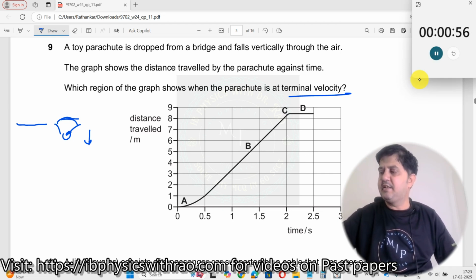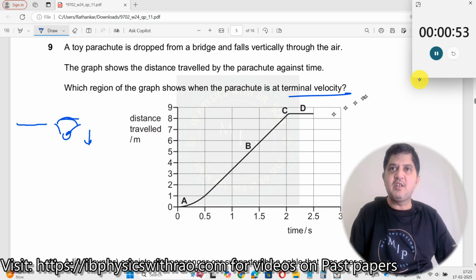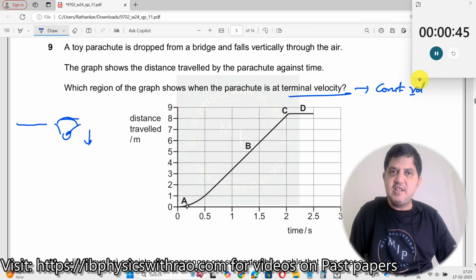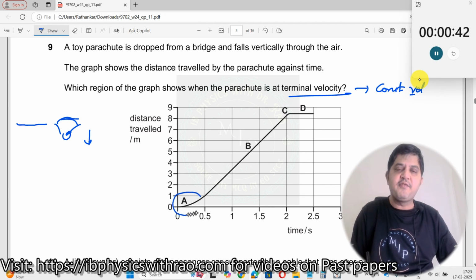Terminal velocity is nothing but constant velocity. So where do you get a constant velocity in the graph here? See here, what's happening? There's a change in the velocity. In region A, definitely there's no terminal velocity. Region B, there's definitely a terminal velocity. There's a constant velocity here, right?